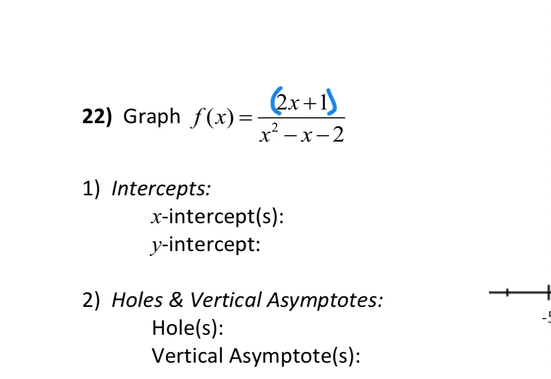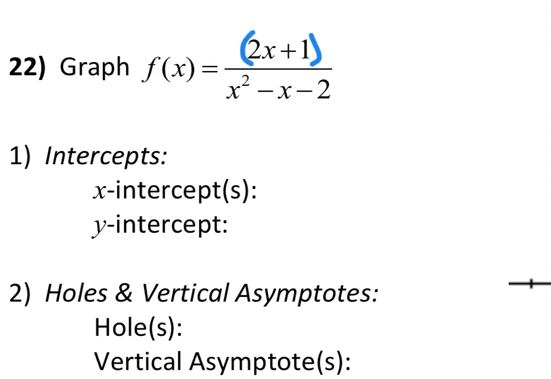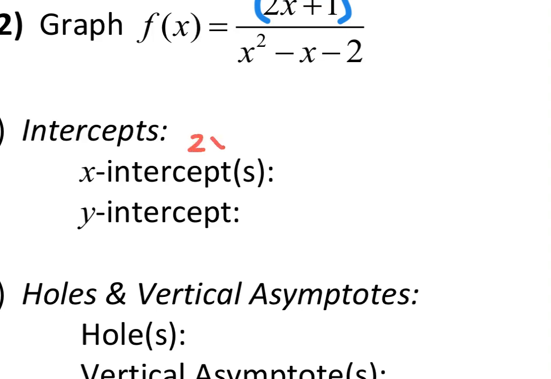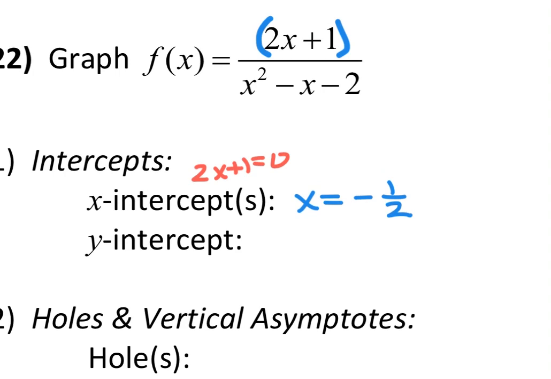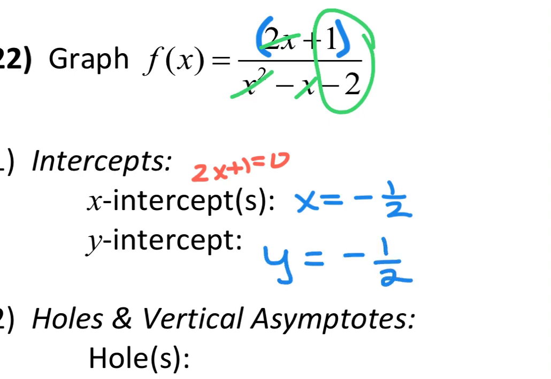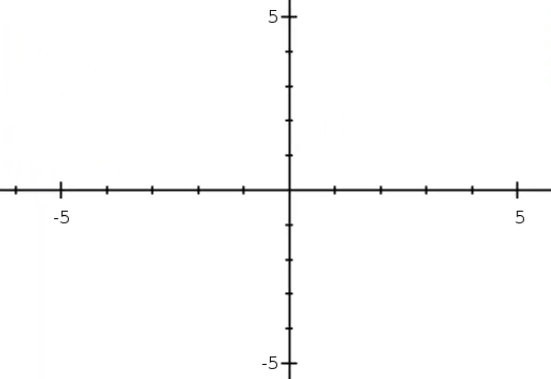Let's answer the questions algebraically. Remember that for the x-intercept, you set the numerator equal to 0. So here I'm going to say 2x plus 1 equals 0, and so my x-intercept is x equals negative 1/2. For my y-intercept, I'm going to remember that I'm looking at just the constant term of the numerator and the constant term of the denominator. So the y-intercept is negative 1/2 again. And I'm going to graph those 2 points over here, so negative 1/2 and negative 1/2.